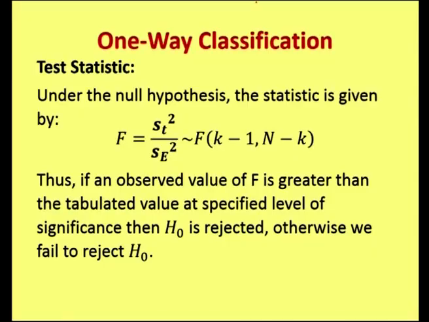And the entire analysis can be put in the form of a table called the ANOVA table. So, we have the ANOVA table for one way classification. It consists of 5 columns. First column, sources of variation, sum of squares, degrees of freedom, mean sum of squares, and finally we have variance ratio.